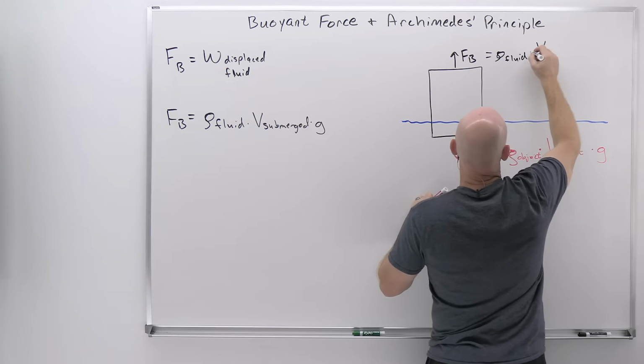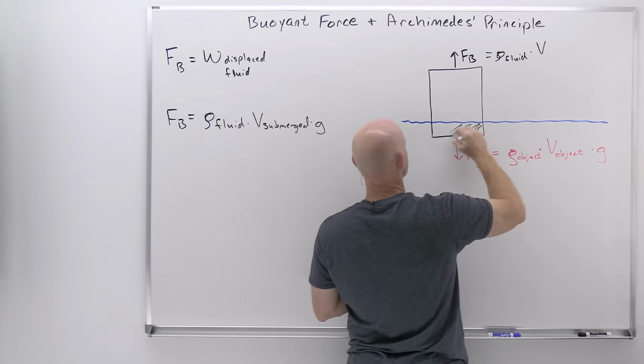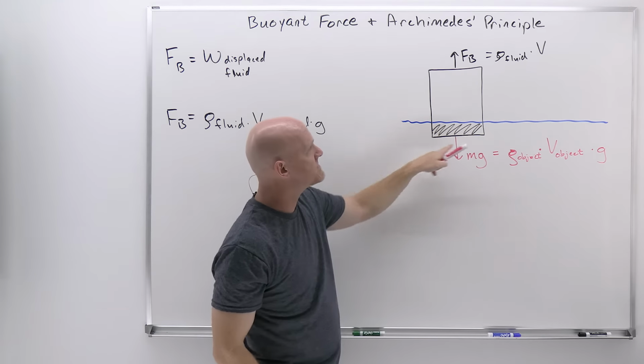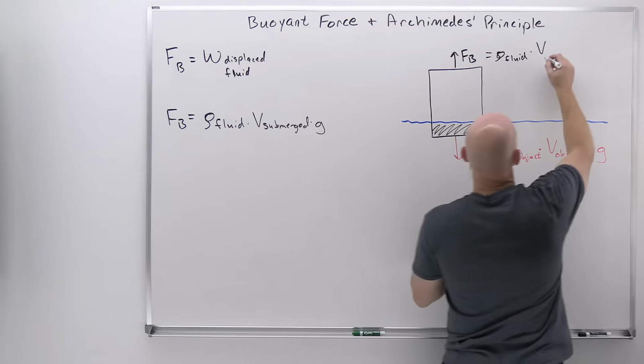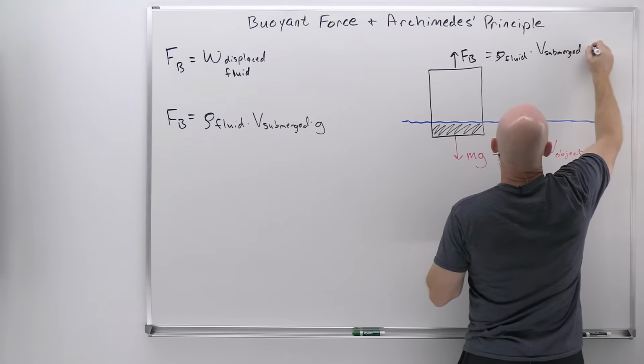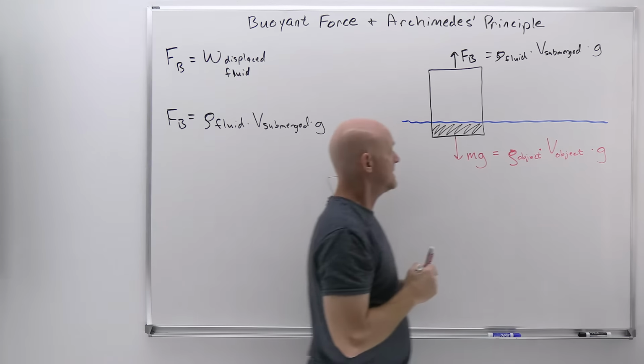So times the volume, and in this case, again, it's not the entire volume of the object necessarily. That's only true if it's submerged, but it's only the fraction of the volume that is actually submerged. So the volume submerged, and then again, times gravity.